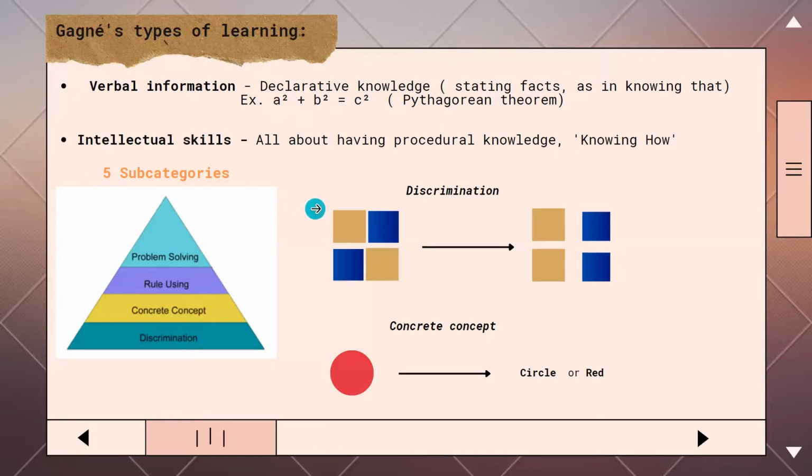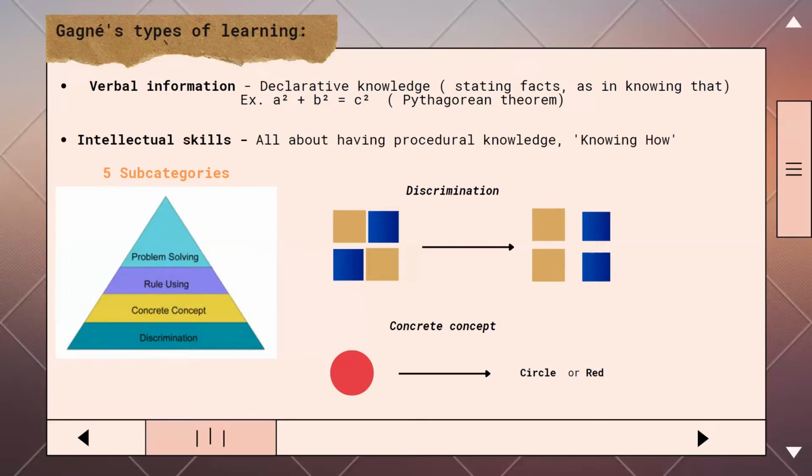So intellectual skills has five subcategories, which are hierarchically ordered. First, at the bottom, is discrimination. Second is concrete concept. Third is rule using. And lastly, at the top, is problem solving.